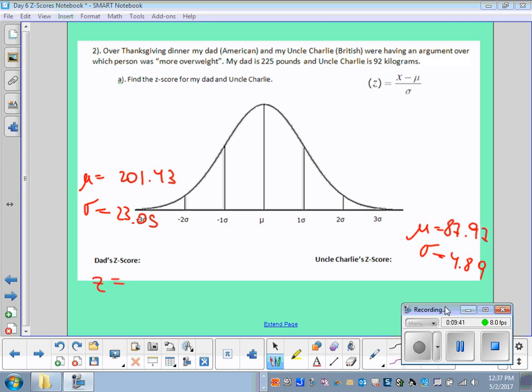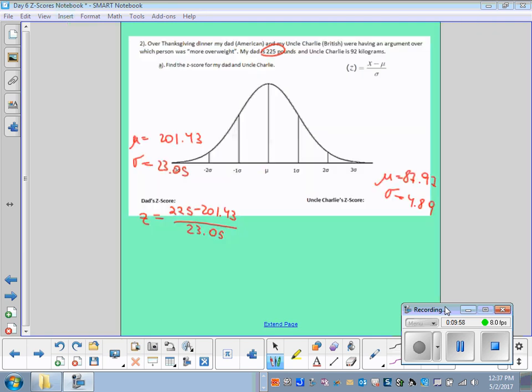So for my dad, z equals 225, that's his weight, minus 201.43 divided by 23.05. And if we calculate this, this would be, check our math, 87.5. I don't know if that's what you were trying to. Oh, no, hold on. Z-score. I'm just talking about, right? That's a 9. For the Charlie? 1.02. No, I'm just saying you wrote something. Oh, incorrectly? Yeah. Right, like here? 5.7. Oh, it's 5.7. Yeah.